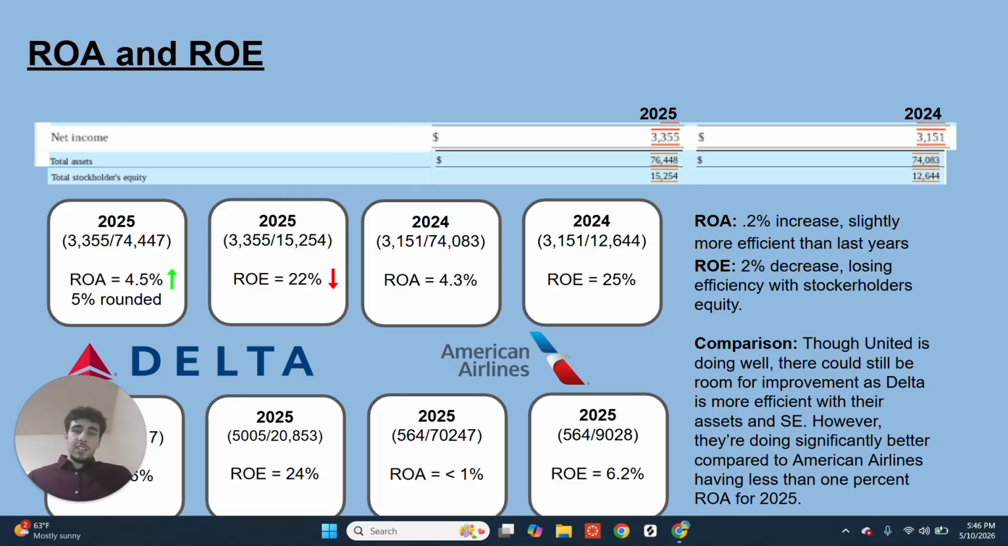This small increase suggests that United became slightly more efficient at generating profit from its assets. For ROE, United's 2025 ratio is 22% compared to 25% in 2024. And even though the company is still profitable, the decrease shows it generated slightly less return for shareholders relative to equity than the previous year.